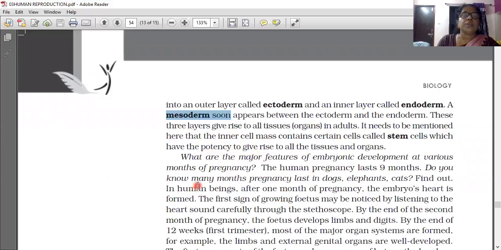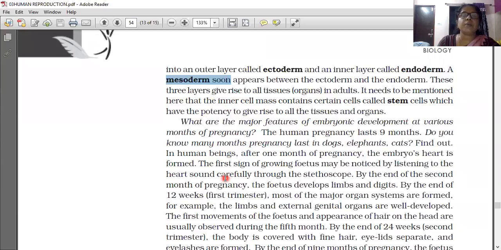Now, what are the major features of embryonic development at various months of pregnancy? We are going to see how the baby develops. Human pregnancy lasts 9 months; almost all of you know that. Try to find out how many months pregnancy lasts in dogs, elephants, and cats. The duration of pregnancy is called the gestation period, and it differs in different species of animals.